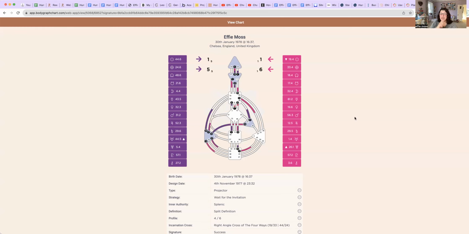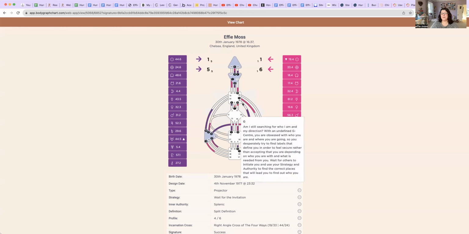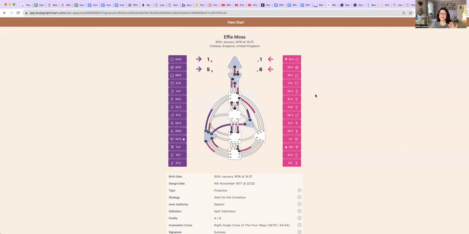So the first thing to note is that this is the body graph, and basically, if you were to turn it upside down and remove a lot of these lines, it would actually look like the Kabbalah tree of life. All of these little numbers within this are what we call gates, and the gates hold your gifts. There are 64 gates, and they relate to the Chinese I Ching.